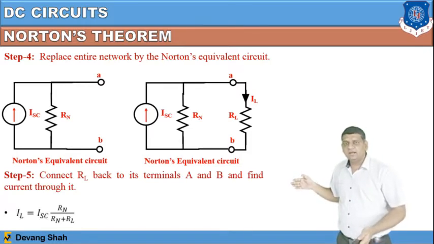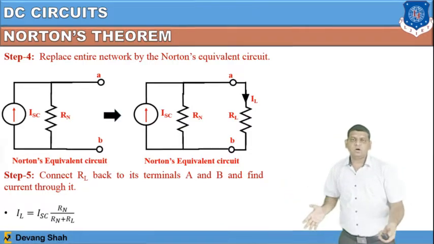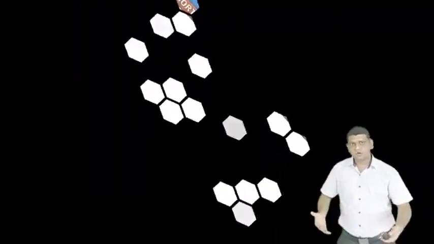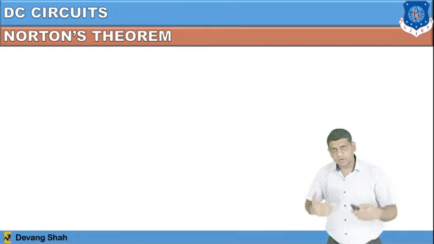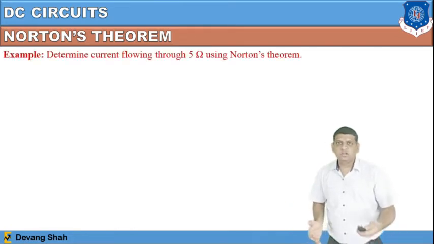So the IL is nothing but ISC into RN divided by RN plus RL. That part we have already discussed. So these are the different steps to find or to analyze any circuit using the Norton theorem.